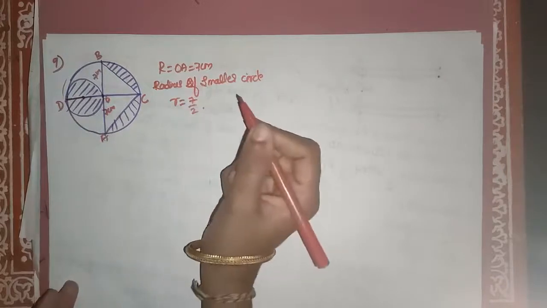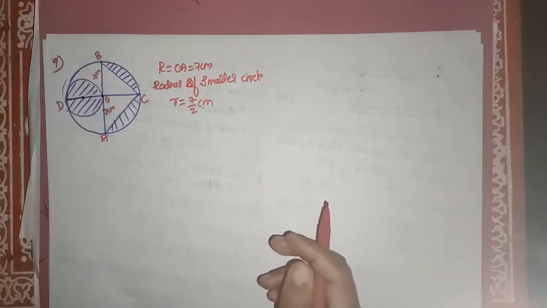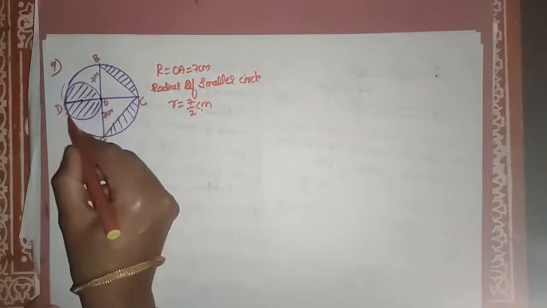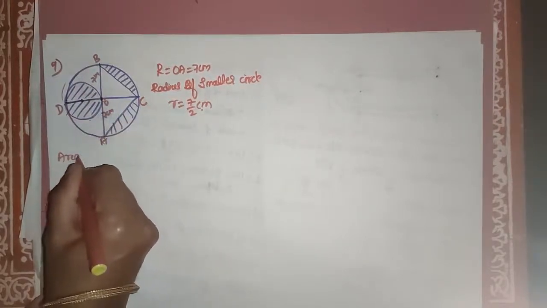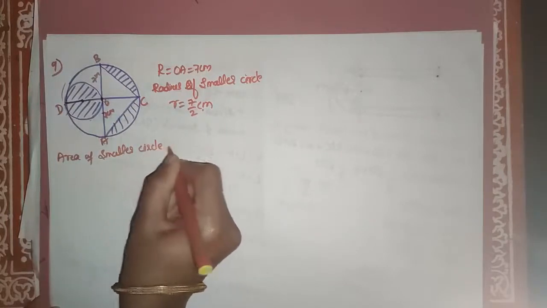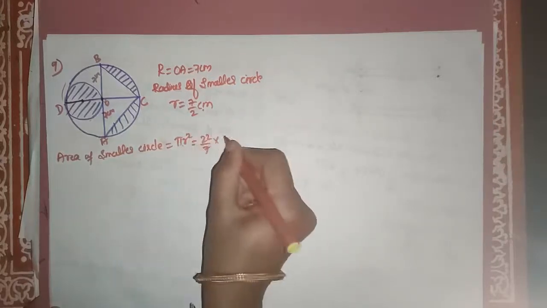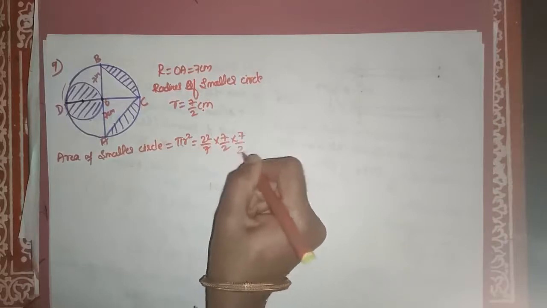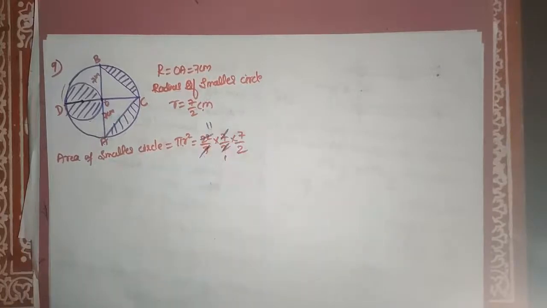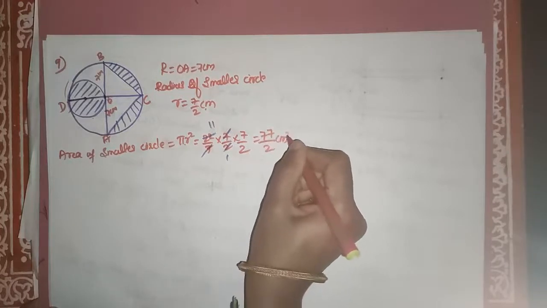Radius of this smaller circle, square. Okay, pi is 22 by 7. R square is 7 by 2 into 7 by 2. Okay, here 7, 7 cancel. This is 2 1s are 2, 2 11s are 22. So this is now equal to 77 by 2 centimeter square.